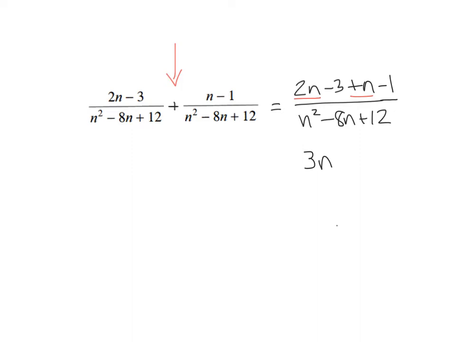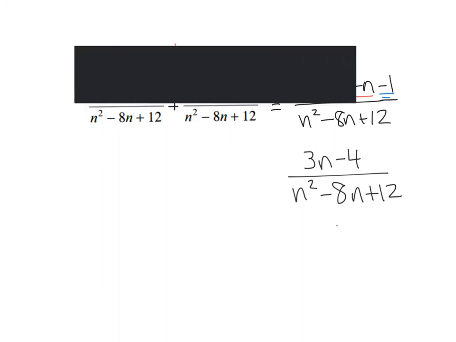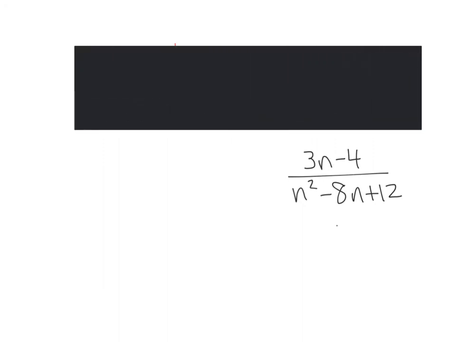And then we have the minus 3 and the minus 1, so negative 4. And in the denominator we have n squared minus 8n plus 12. All right, so just like in the last example, I'll just kind of cover this up. Don't worry about any of that right now. We need to simplify this rational expression.